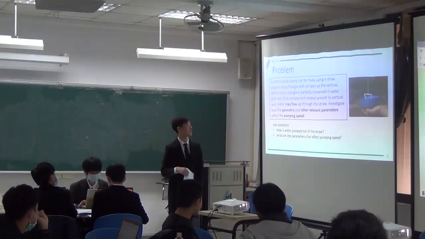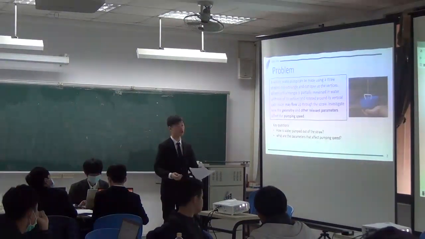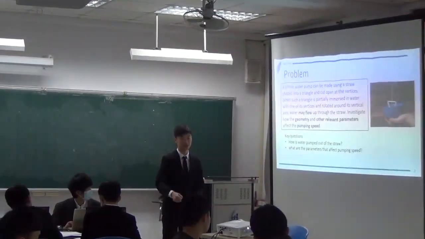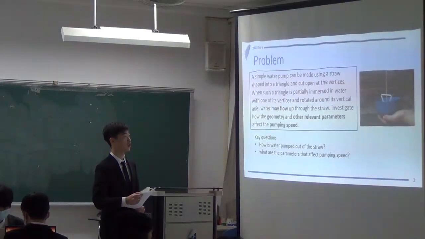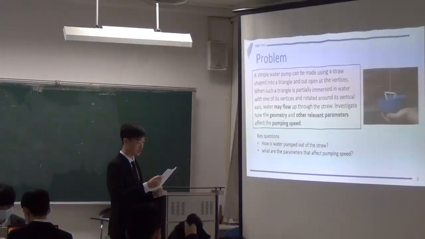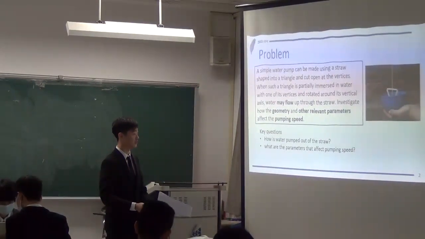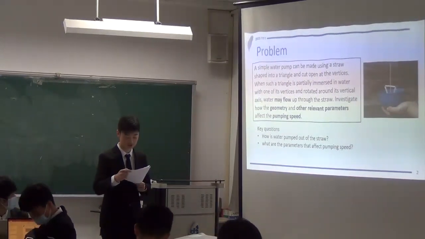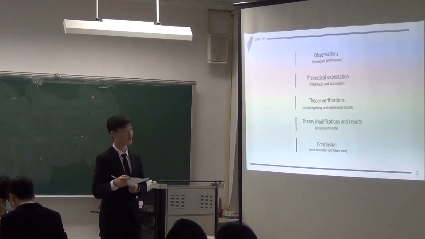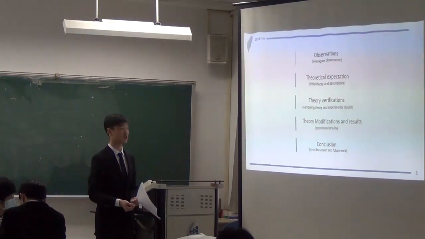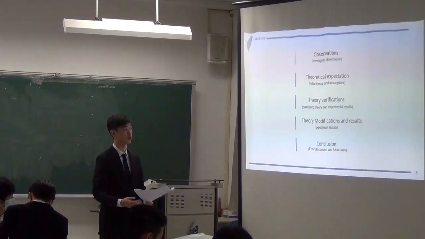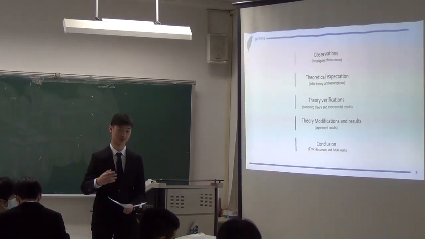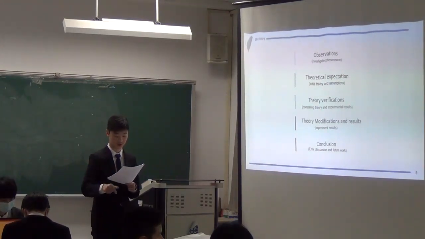The problem statement says that a water pump can be made out of a straw shaped into a triangle and then put inside under the water, and the water will be pumped up out of the straw. We need to investigate how the water will be pumped out of the straw. What are the geometrical and other relevant parameters relevant to the pumping speed? We'll begin by phenomenon observation, theoretical expectations, and then we try to compare the observations to theoretical expectations. Then we see how the theory can be modified to fit the data more properly, and then the conclusion.